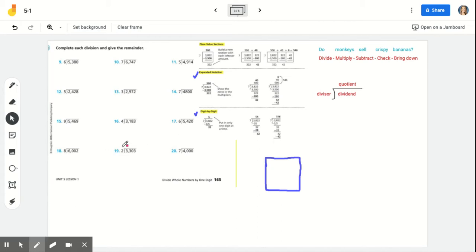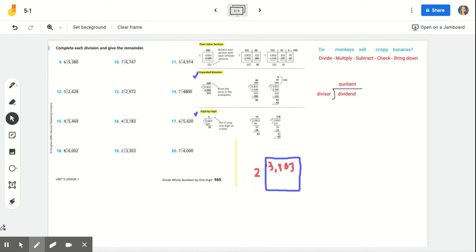First step is we write out the divisor on the side, and the divisor in this problem is 2. And we write in the dividend inside the box at the top, and again, neatly, because we're going to have to do some subtraction with this number in just a moment. So 3,303, write that out.